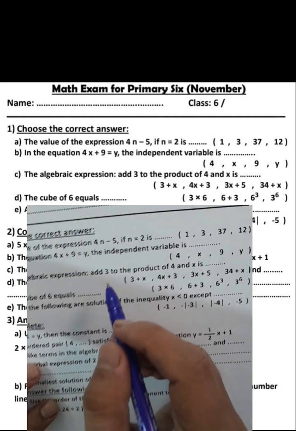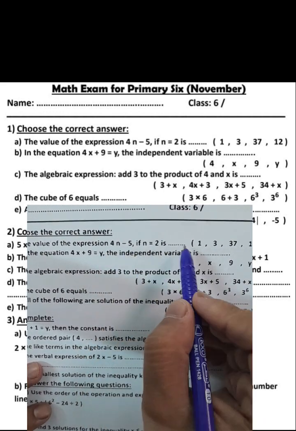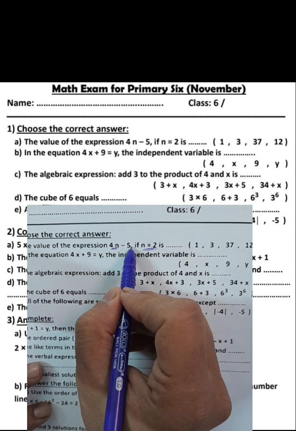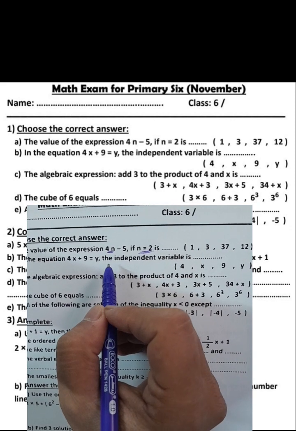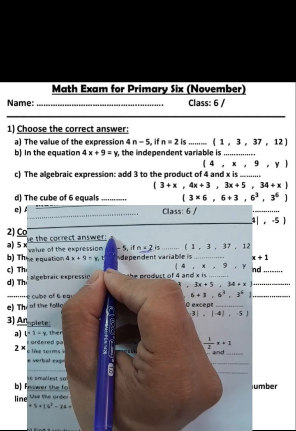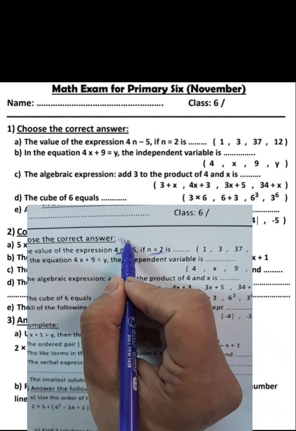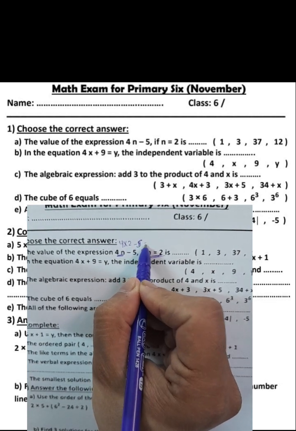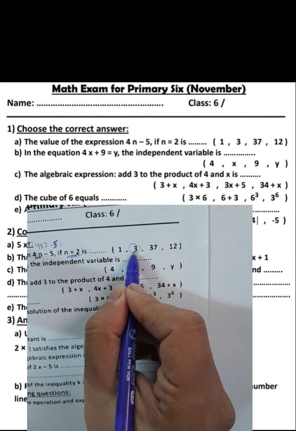Look at the steps here. In this example, n equals 2, so we have 4 times 2 minus 5. 4 times 2 will be 8. 8 minus 5 will be 3. Then the result will be 3. Put here 4 multiplied by the value of n, 2, subtract 5. The result will be what? 8 minus 5 equals 3. Choose 3. Okay, it's the first question.